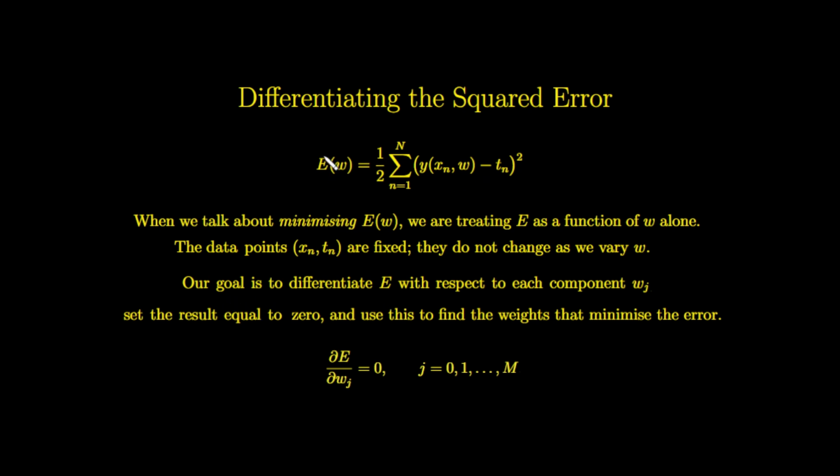So our goal is to differentiate this here with respect to w. And then we're going to set the differentiated function equal to 0. And we're going to use this to find the weights that minimise the error. So we're going to form this partial E by partial wj is equal to 0. So let's go ahead on the next screen and we'll see how we're going to do this.